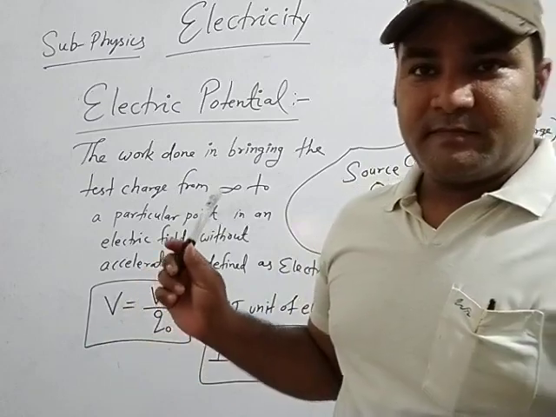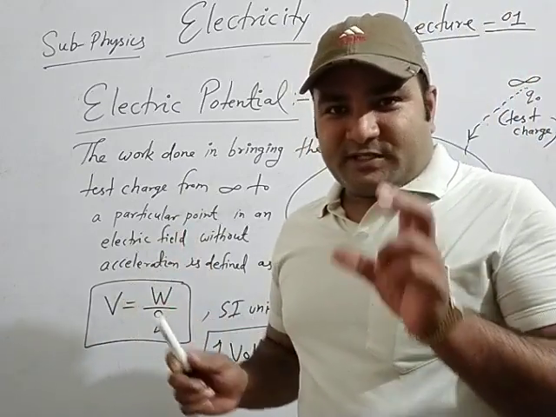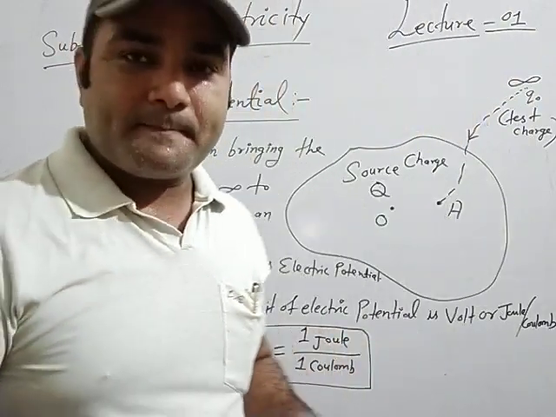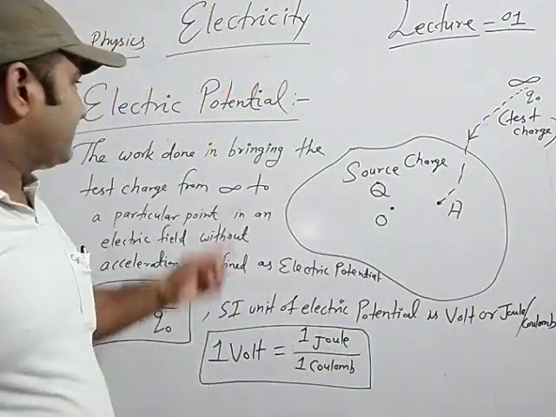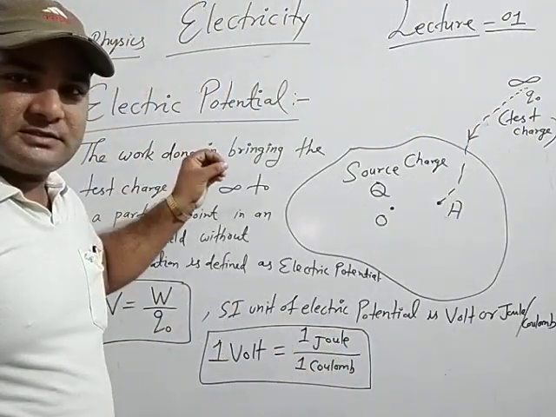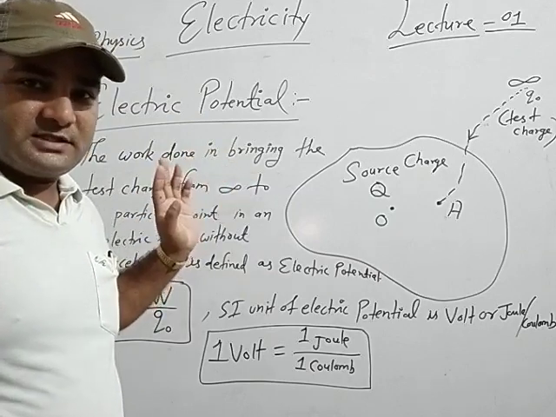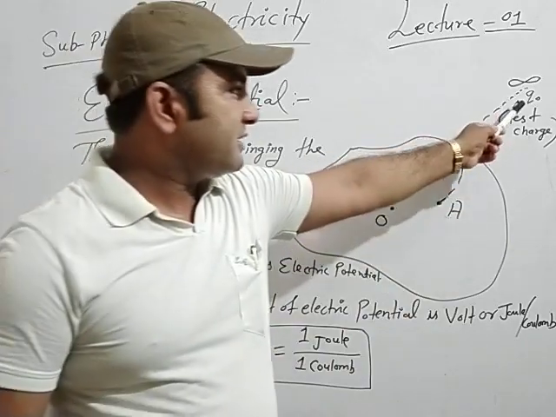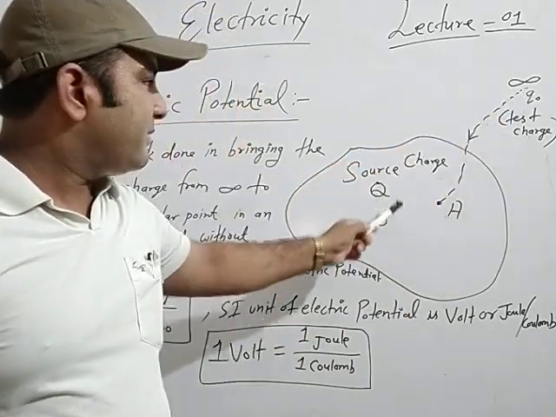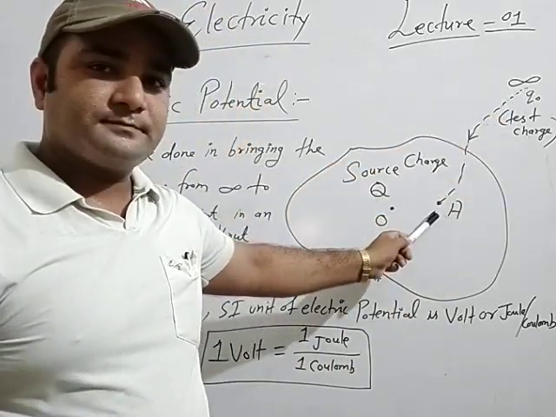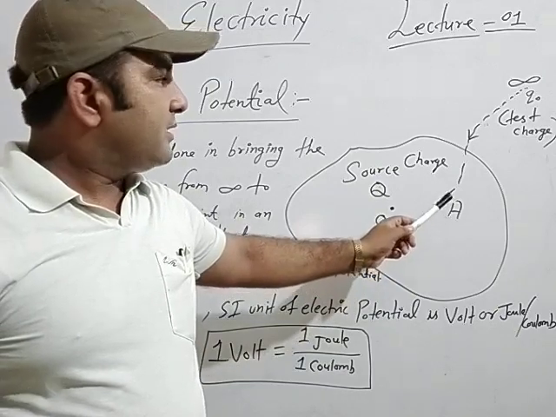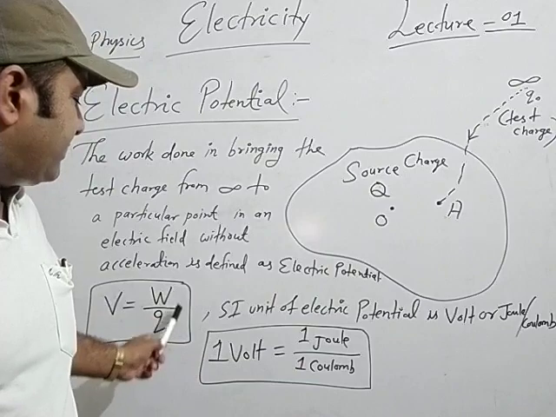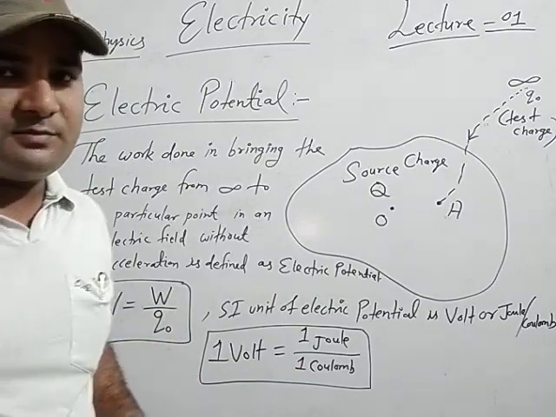And electric potential difference is similar to this concept. First of all, listen again about the concept of electric potential. It is nothing, just the concept of work done. One is the condition, you have to bring the test charge from infinity to a particular point A. Clear? And this work done in bringing the test charge from infinity to a particular point A is defined as what? Electric potential.